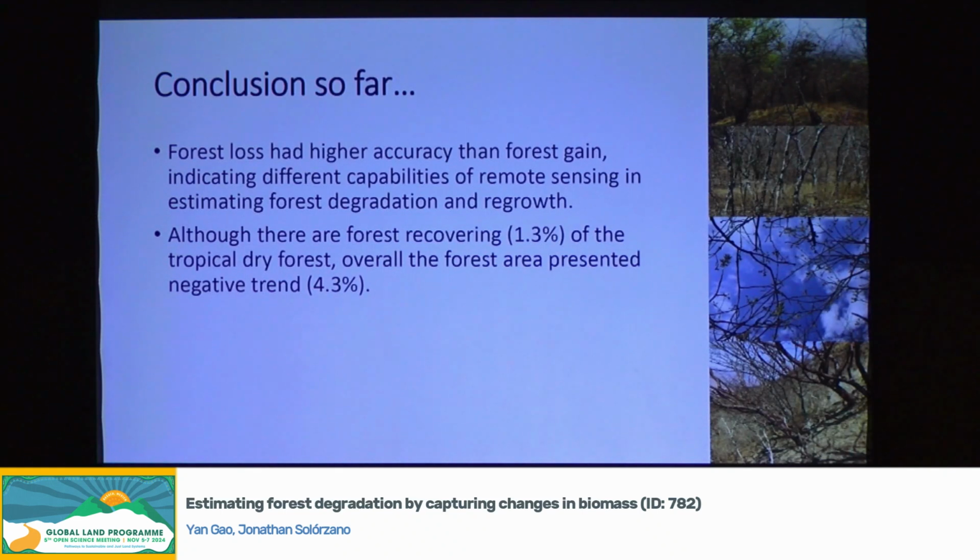Any questions or comments? Yeah, please. Hi, good afternoon. Thank you so much for the presentation. I was wondering, did you measure the same field plots both in 2019 and 2022?